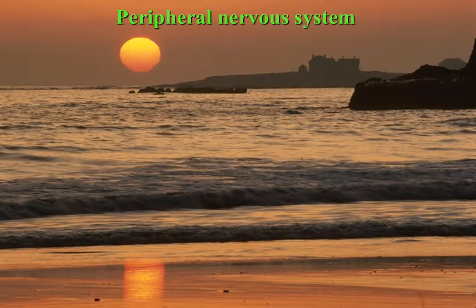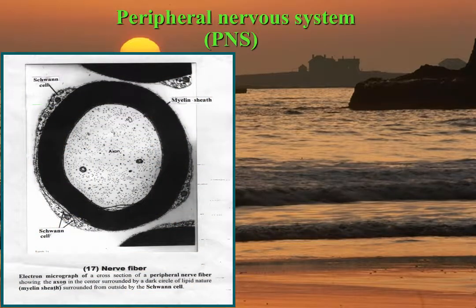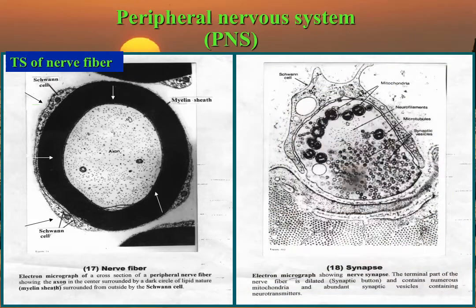Peripheral nervous system, PNS. Electron micrograph of transverse section of a nerve fiber, showing darkly stained myelin sheath and lightly stained neurolemma. Electron micrograph of the swollen terminal end of the axon, showing the structure of the synapse.